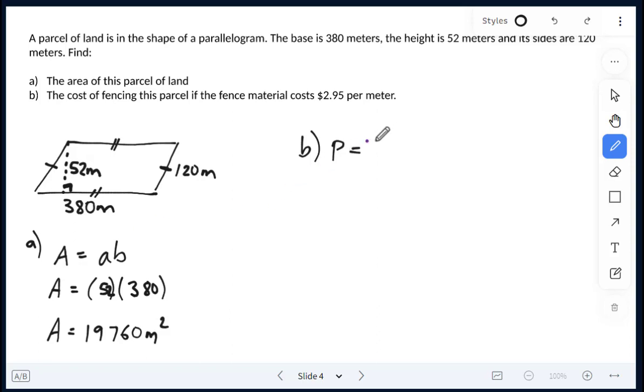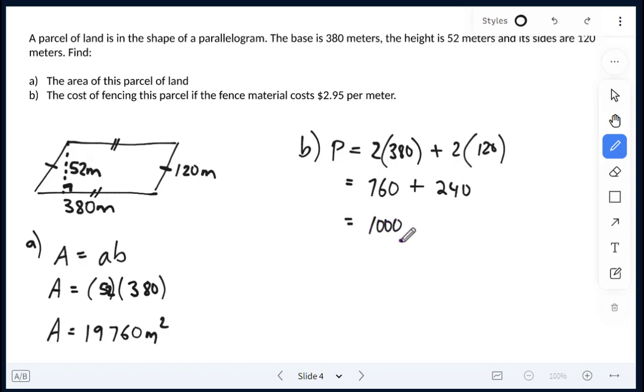You can use the formula, which is 2 times 380 plus 2 times 120. All right, so 2 times 380, that gives me 760. And then 2 times 120 is 240. Now we can add that together, and that's 1,000. Okay, perimeter is a linear measurement, so it's 1,000 meters.